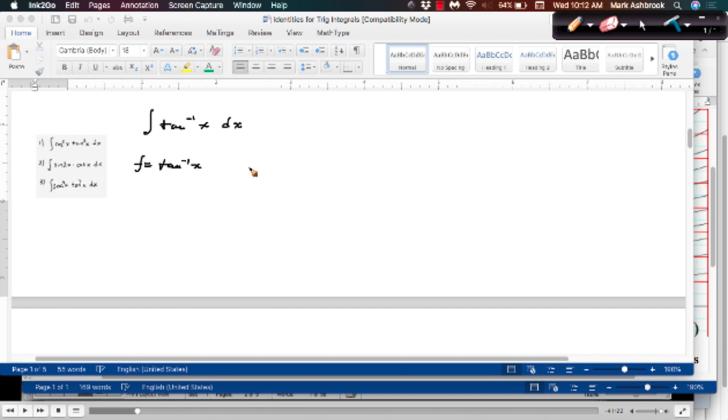He wants f to be tangent inverse, g prime to be 1. Is that right? Yeah, that's the only thing we can do, right? If we make tangent inverse g prime, then we have to get the antiderivative, we have to get g. Well, that's the problem we're asked to do. Okay, so keep going. F prime is? Good.